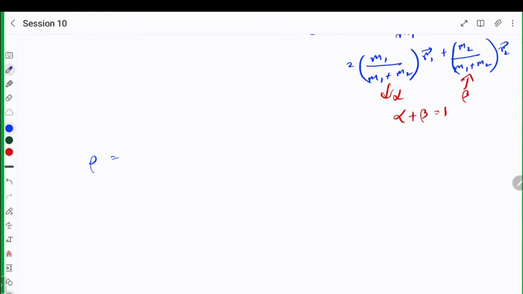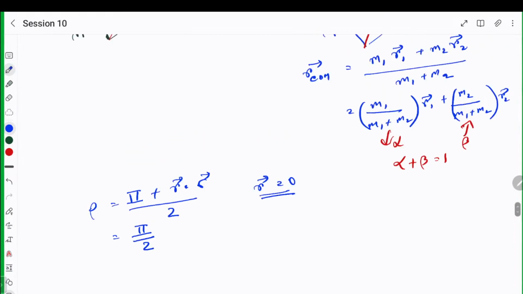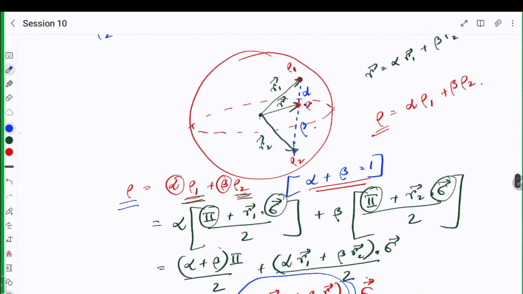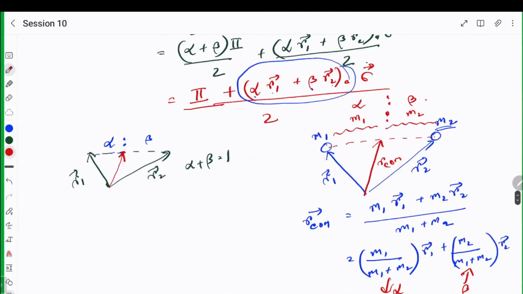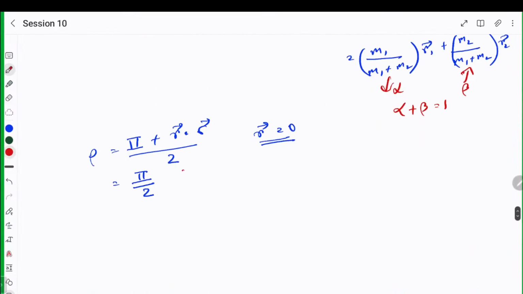So we have this rho equals (I plus r dot sigma) by 2, right? Now, if you put the r vector equal to 0, what will you get? I by 2. So basically, the center of the Bloch sphere is I by 2, and that represents a completely mixed state, and we will come to that, why it is a completely mixed state.